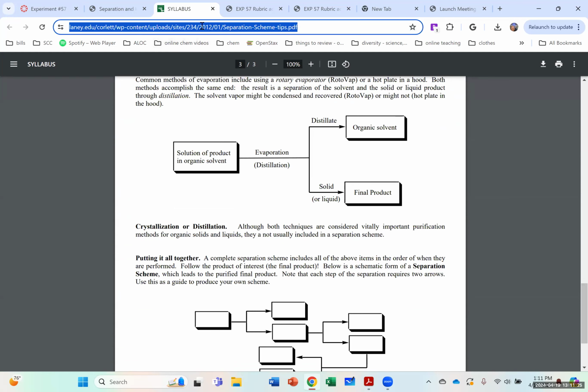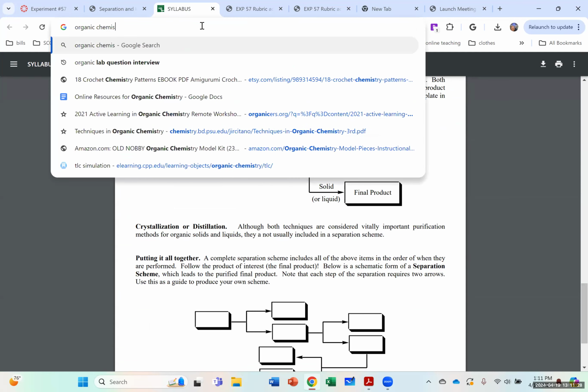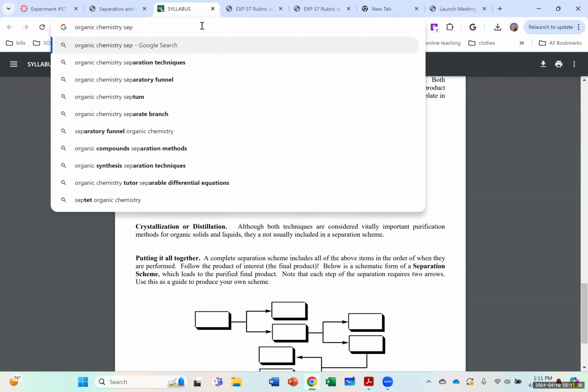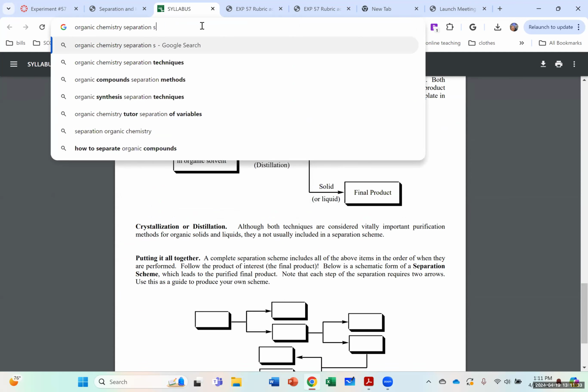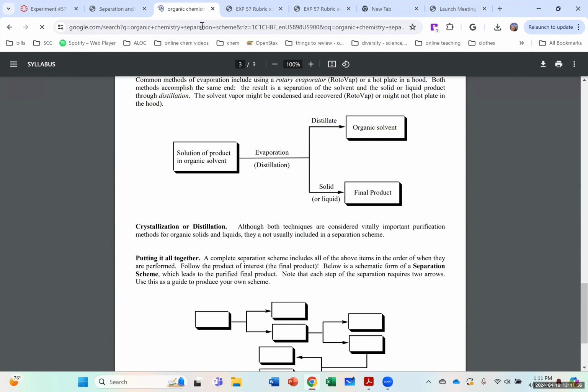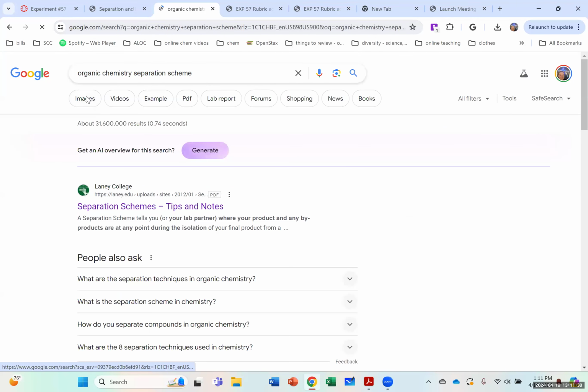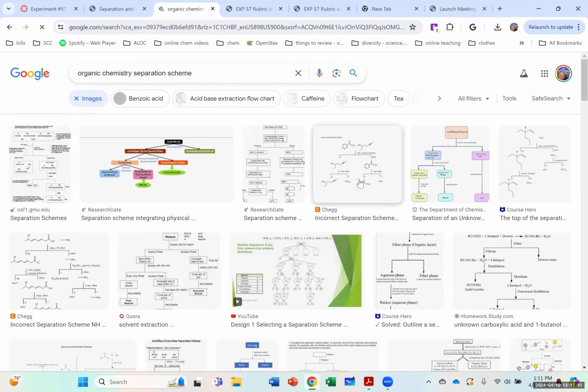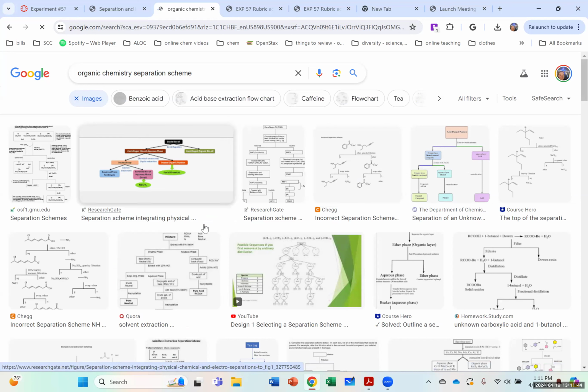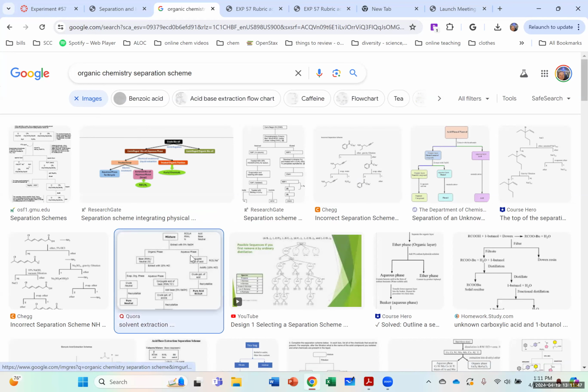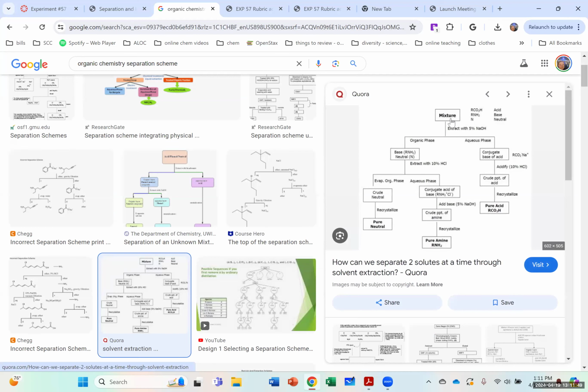And then honestly, if we just go to Google and type in organic chemistry separation scheme or separation chart, and then you go to images, you're going to see a bunch of examples. So none of these are going to work perfectly, of course, but they're going to give you a lot of information. So like this one, we have a mixture. We're extracting it with 5% NaOH. That breaks it apart into an organic phase, which would be our neutral, and an aqueous phase, which is our acidic. So this is a good way to kind of get started with it.